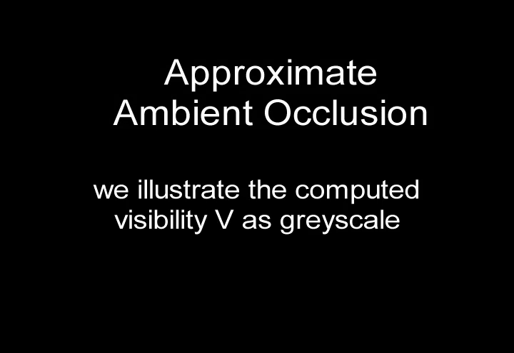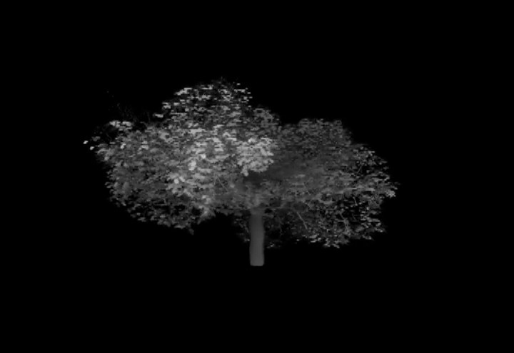We first visualize the ambient visibility quantity computed with this approximation as a grayscale image. We next show the fully shaded model. Evidently, using just the ambient term results in a flat image.